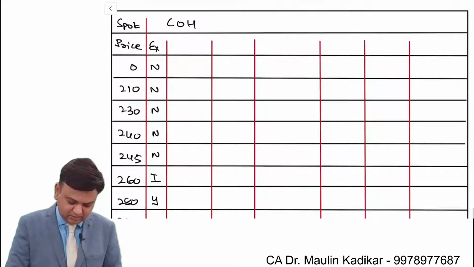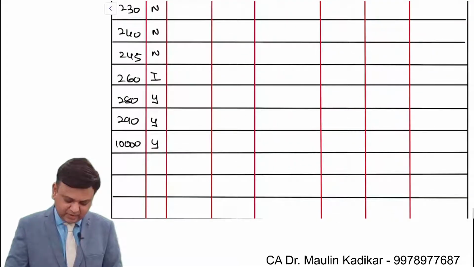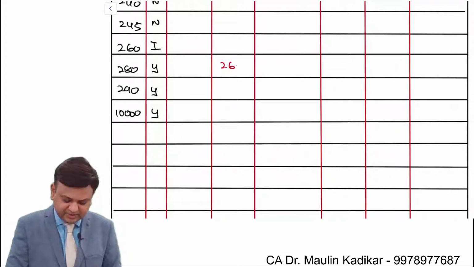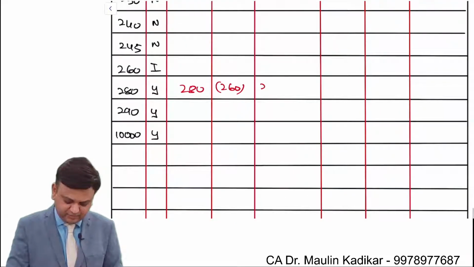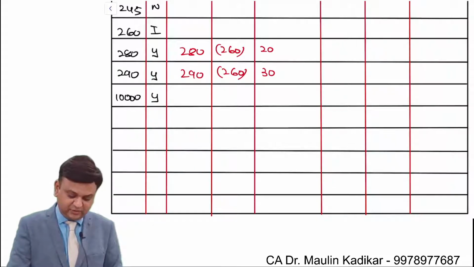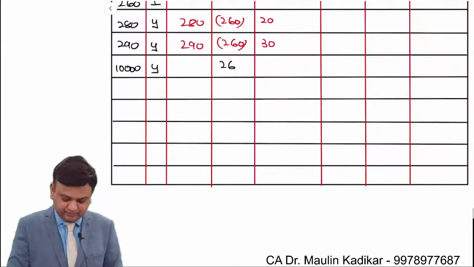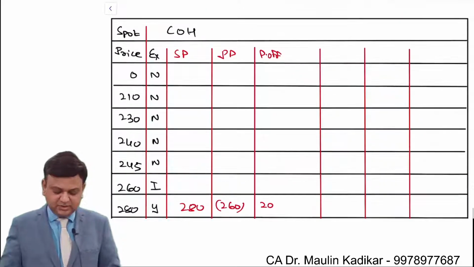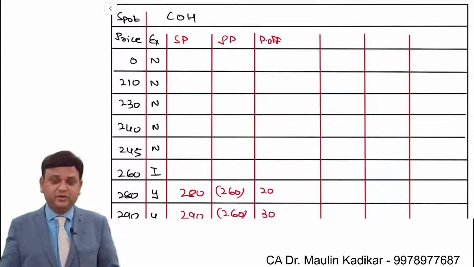So let us see the amount of the payoff: sale price, purchase price and payoff. 260 is the purchase price, 280 is the sale value, so 20 rupees is the payoff. 260 is the purchase price, 290 is the sale price, so 30 rupees is the payoff. 260 and 10,000, so it is 9740. This is the payoff for the different spot prices for the call option.